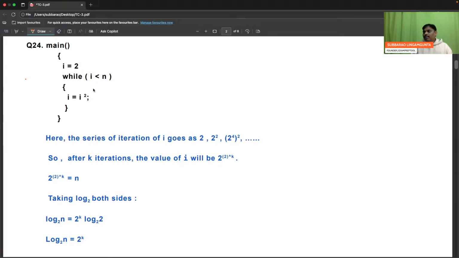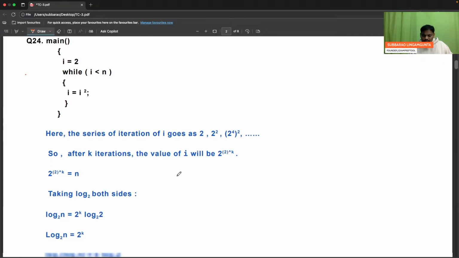Suppose 10 power 2 is 100. One is 12, another is 20, another is 100. So this one is going much faster, so the time complexity is very less. Here it is always power 2, always power 2. If you observe clearly, this leads to log n.